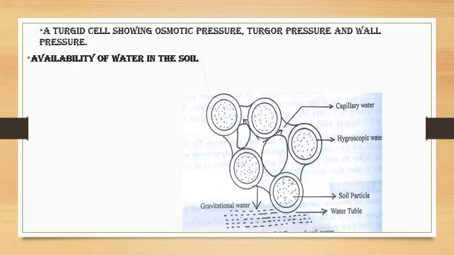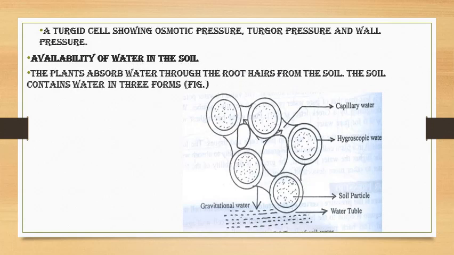Availability of water in the soil. The plants absorb water through the root hairs from the soil. The soil contains water in various forms.